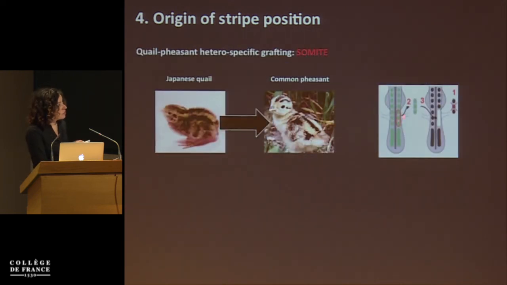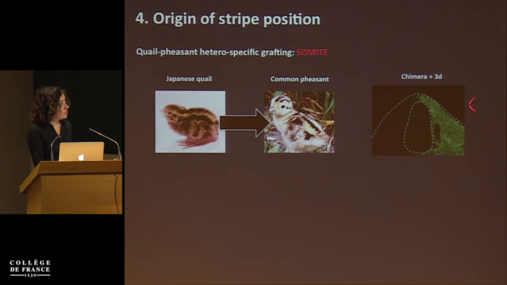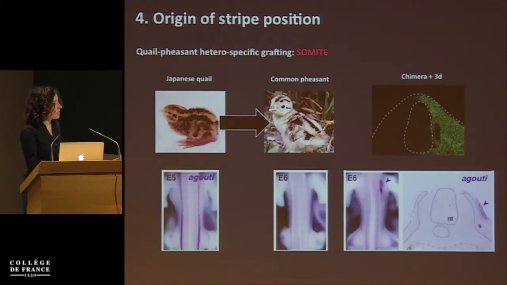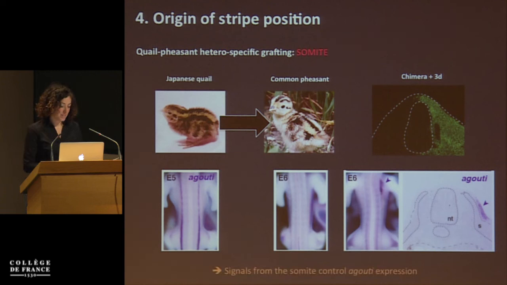So this time, Nico and Camille grafted somites of quail in place of those of the pheasant. You can see here the graft 3 days after, and you can see that the quail cells have invaded the mesoderm in the host. Then they tested for the expression of agouti, and ta-da, here it is. You can see that they were able to get a very nice expression of agouti, much like in the donor, but unlike the host. It's pretty clear here on section that we have a quail-like expression of agouti in the grafted side, but not in the ungrafted side. So signals from the somite control agouti expression.